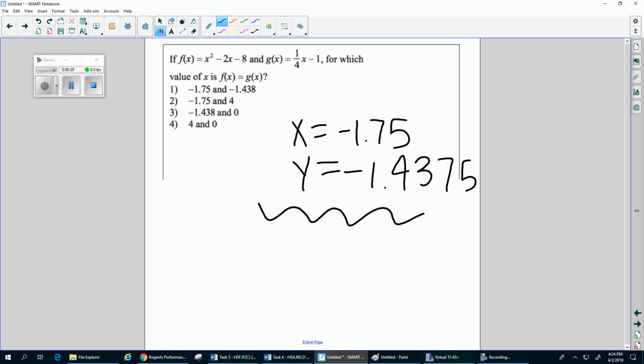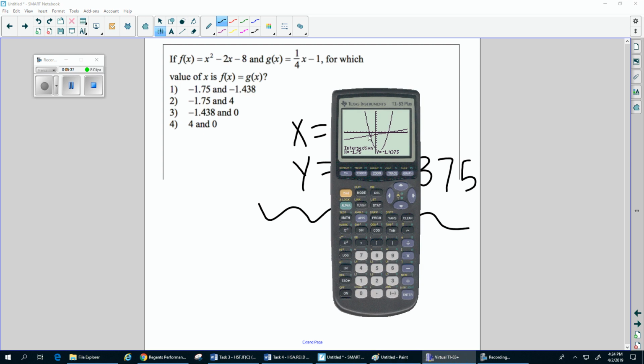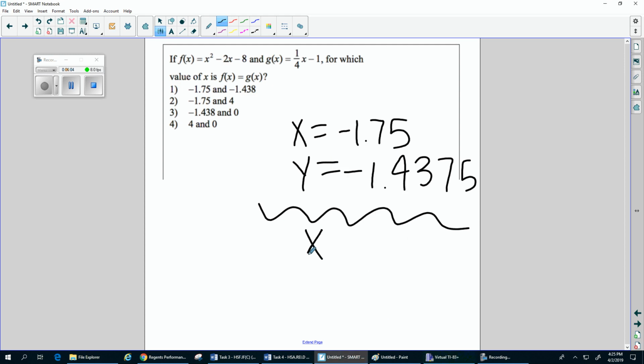And a lot of you might have just picked answer choice 1 because of this, but you notice we're not done. There is another intersection point. I only got the one on the left side. I need to find the right one, so let's do that step one more time. Press second, trace, intersect, which is 5, first curve, enter, second curve, enter, and now you're guessing closer to the right side. So you need to make sure you move the blinker closer to the right side, otherwise it won't give you the right intersection. So I think it's right about there. Let's hit enter. And I get x equals 4 and y equals 0.